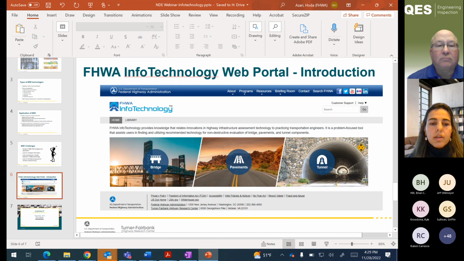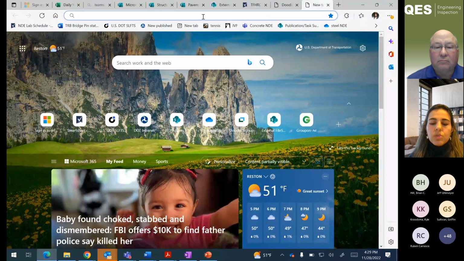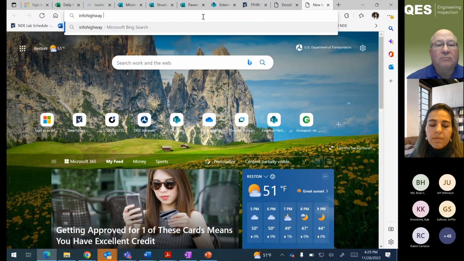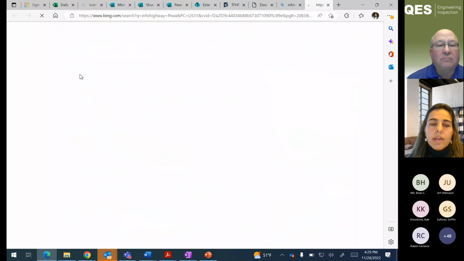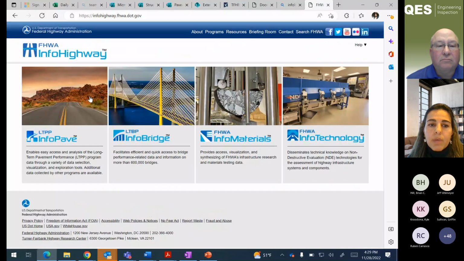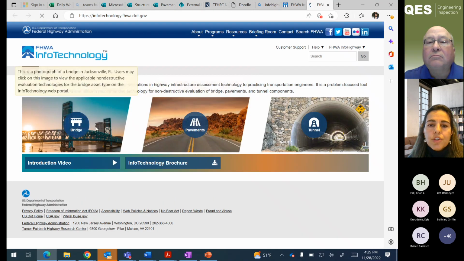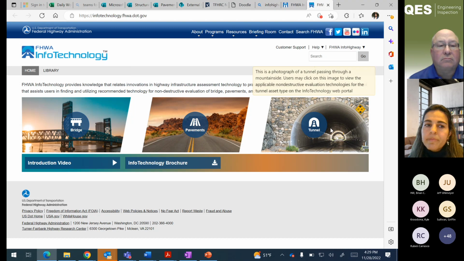So now let me give you a live demo. Info Technology is a module under Info Highway. If you just type Federal Highway Info Highway, it takes you to the main website. It has Info Pave, Info Bridge, Info Material, and the last module is Info Technology. If you go to the Info Technology website, as I showed you, there are technologies for steel, concrete, and timber bridges, for asphalt and concrete pavement, and for tunnel.